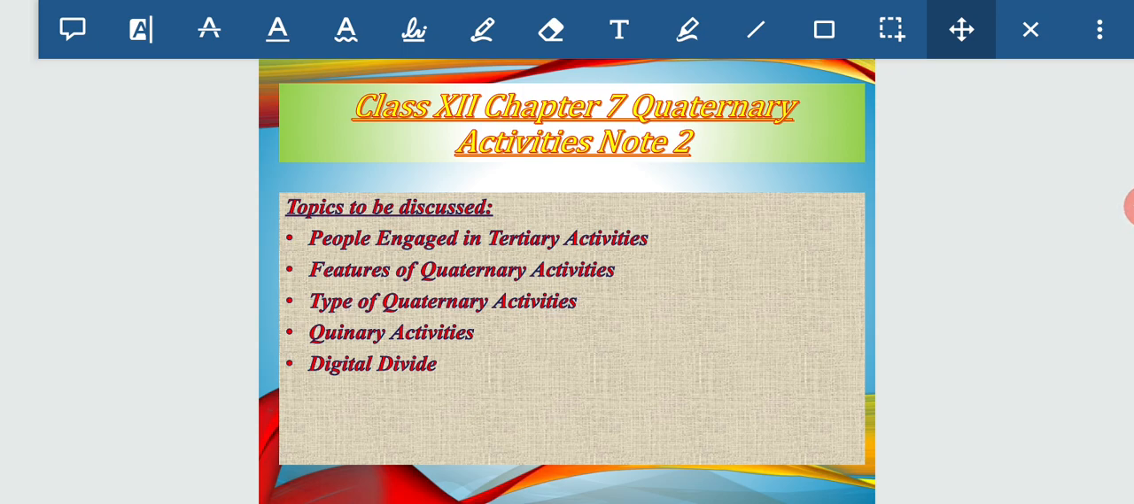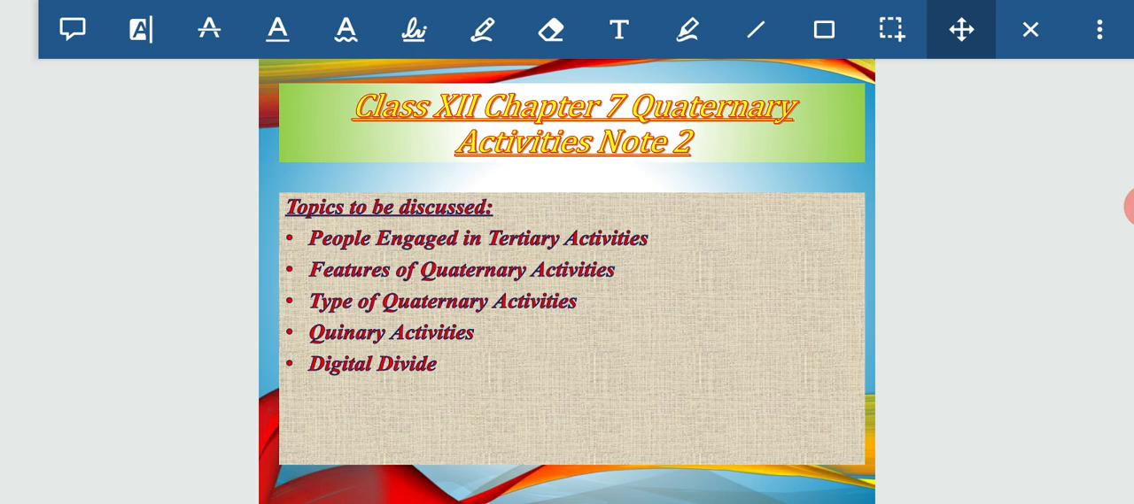This is my second class of your chapter number 7 of the book Fundamentals of Human Geography. In the previous class I discussed tertiary activity, and today I am going to proceed with the quaternary activities.